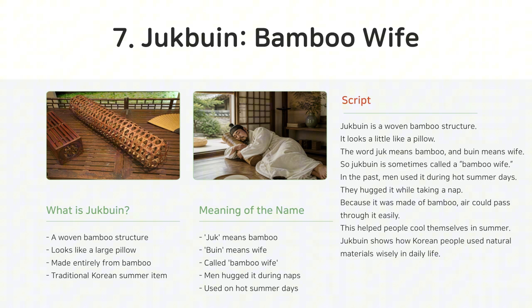In the past, men used it during hot summer days. They hugged it while taking a nap. Because it was made of bamboo, air could pass through it easily. This helped people cool themselves in summer. Jukbuin shows how Korean people use natural materials wisely in daily life.